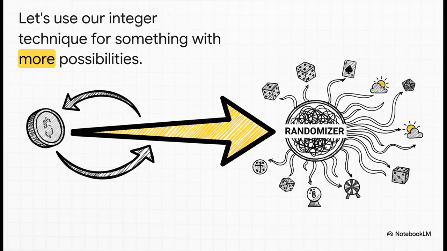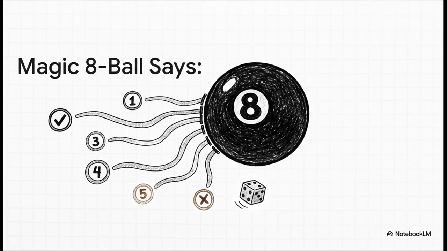The real power of this comes when you want to handle a whole bunch of different possible outcomes. Think about a magic 8 ball. We can use that exact same technique we used for the die to generate a random number, maybe between 1 and, say, 20. Then we just assign a different answer to each number, and suddenly our logical computer is spitting out mysterious fortunes like, reply hazy, ask again, or my sources say no, all driven by that one little pseudo-random number.